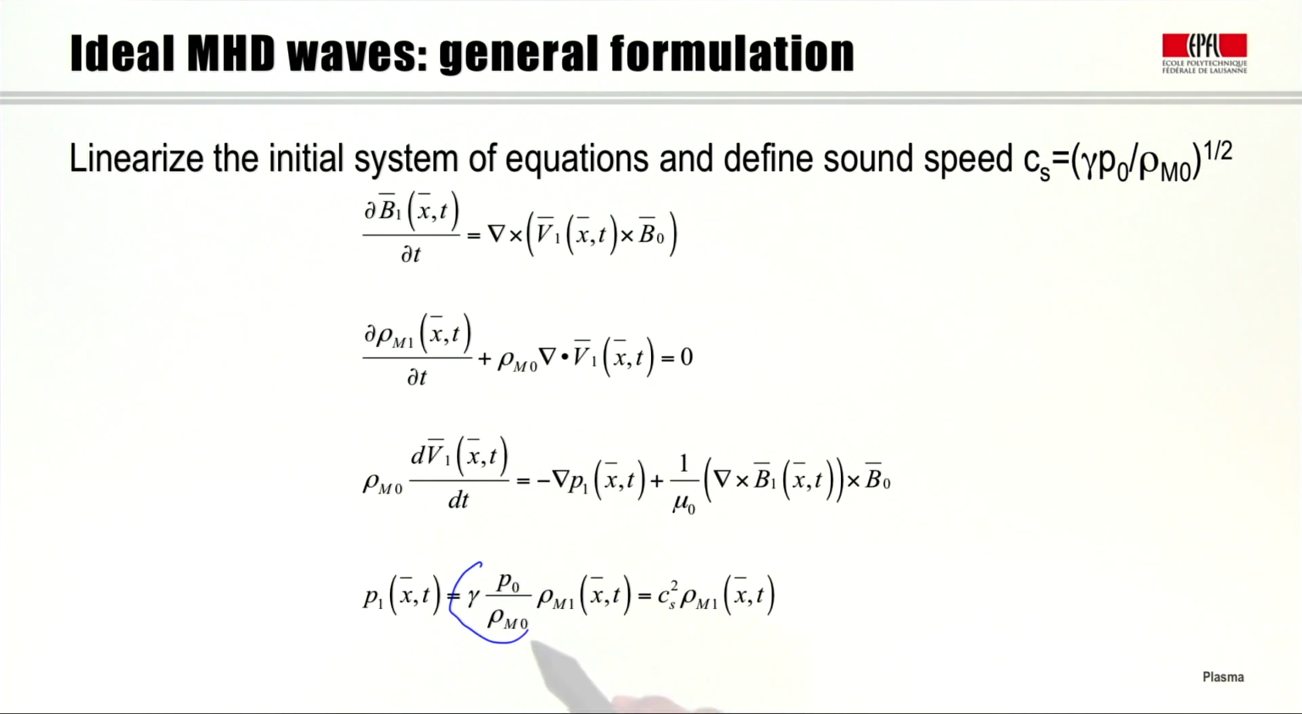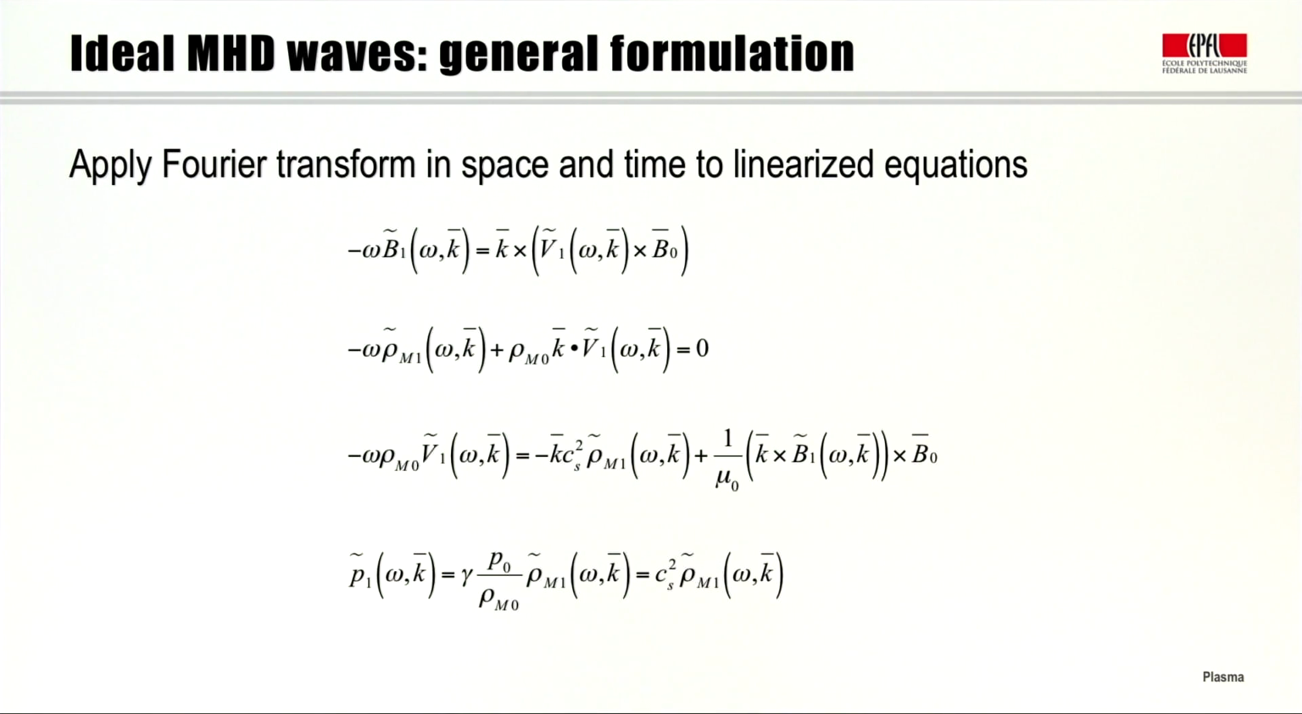This factor appears in the last equation: γP0 over ρm0 is the sound speed squared, Cs squared. So the perturbed pressure P1 is equal to Cs squared times the perturbed mass density ρm1. Now we can apply Fourier transform in space and time to the linearized equations. So our first equation becomes minus ω B1 tilde equals k cross V1 tilde cross B0, where the tilde indicates that we are now in Fourier space.